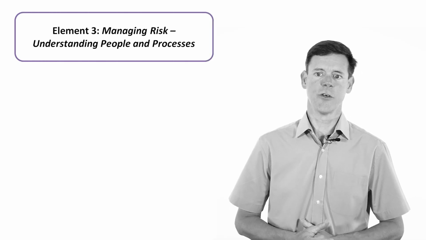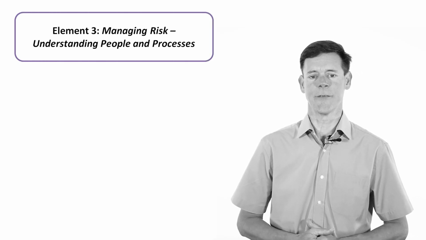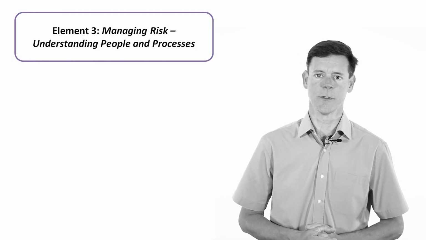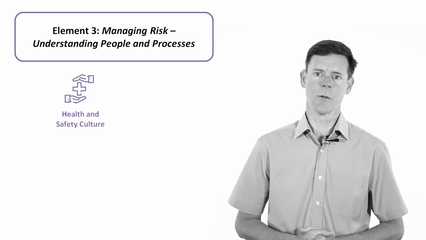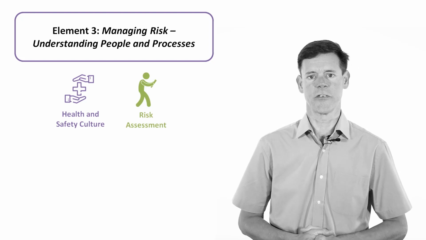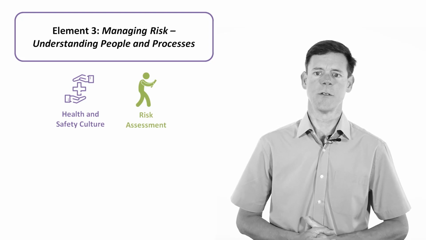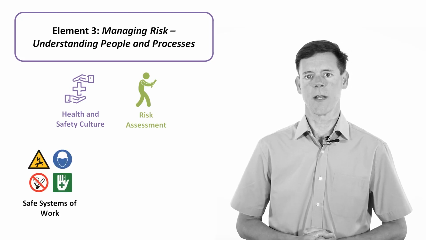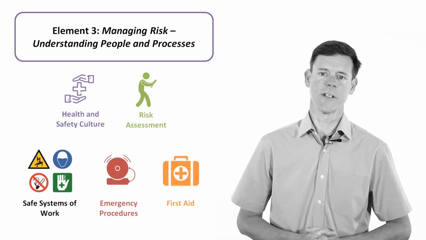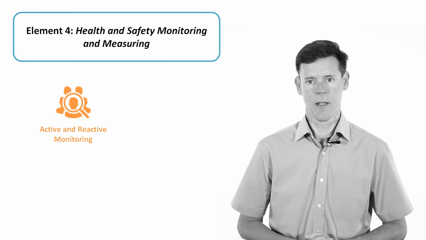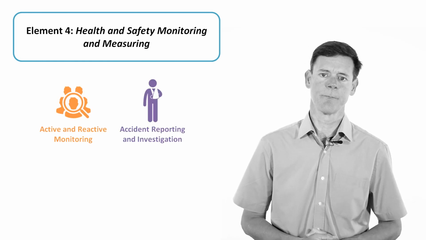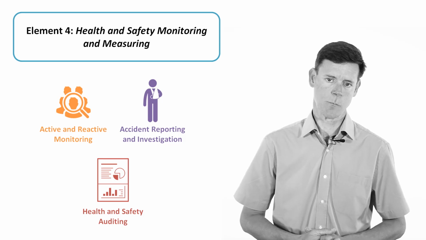Element 3 deals with a wide range of topics that sit at the core of effective health and safety management, such as health and safety culture, how culture can be improved, risk assessment, the development of safe systems of work, and emergency procedures and first aid. Element 4 gives an explanation of active and reactive monitoring, accident reporting and investigation, and health and safety auditing.